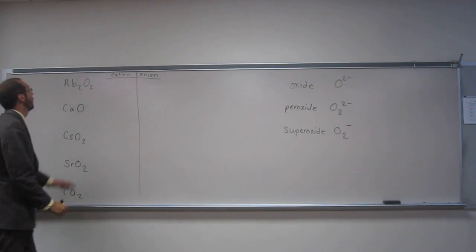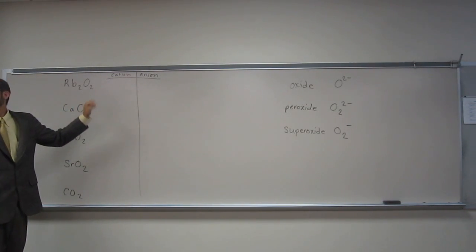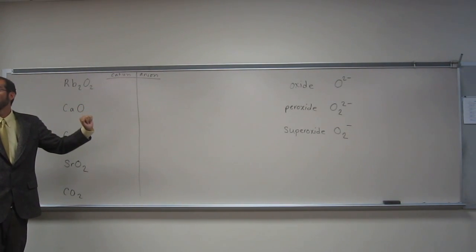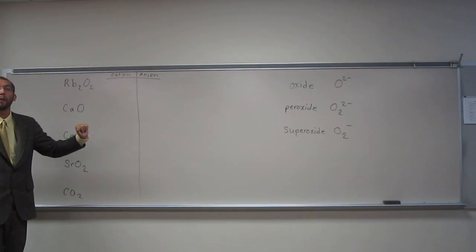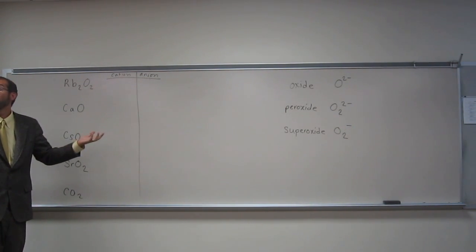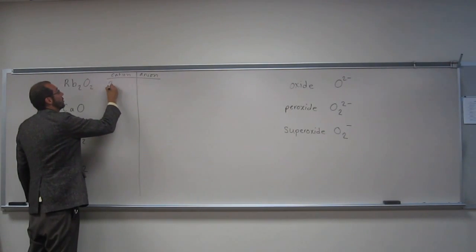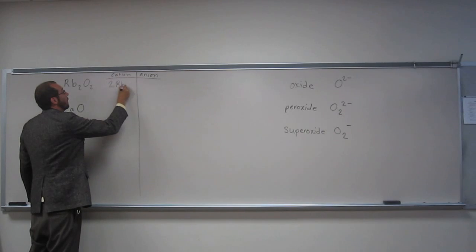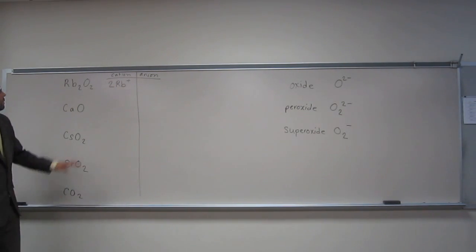Okay? So what's the cation in this compound? Is that a cation? Just rubidium? That sounds like an atom to me. Is it plus 2? How do I figure it out? It's rubidium plus, right? Rb+. But there's two of them, like that, right?